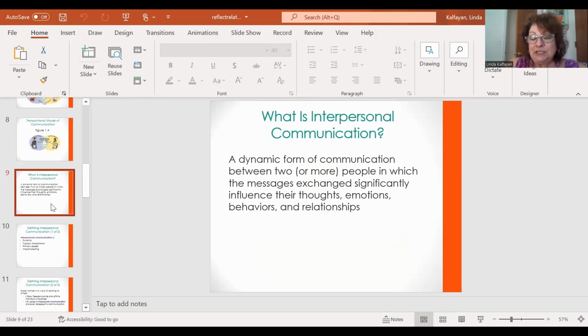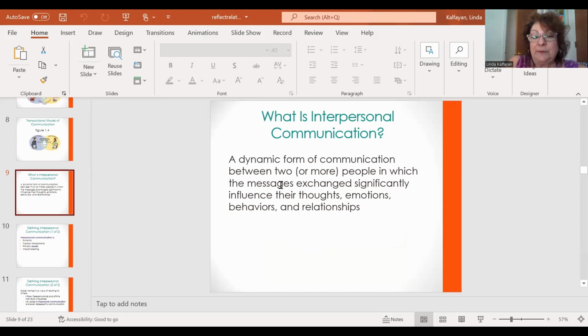So what is interpersonal communication? Well, we say it is a dynamic form of communication because there's so many parts. And that's what dynamic means. It's like a prism, or when you were a kid, you had that kaleidoscope with all those different shapes and a variety of shapes as you turned it. That's dynamic, having many dimensions.